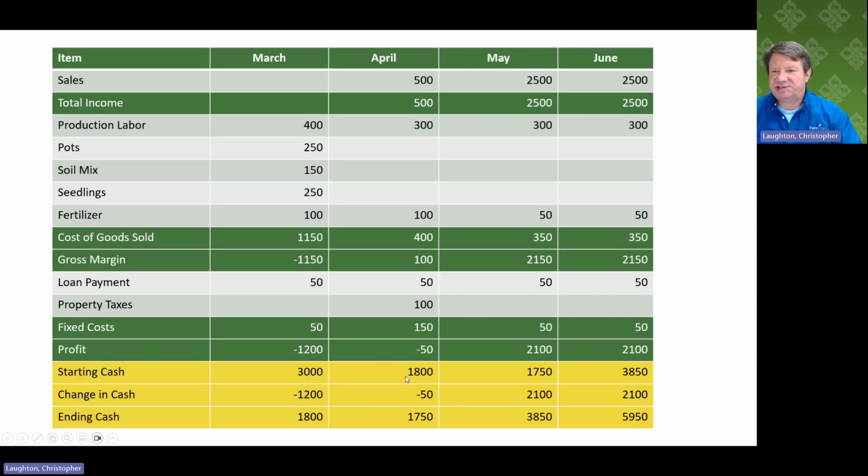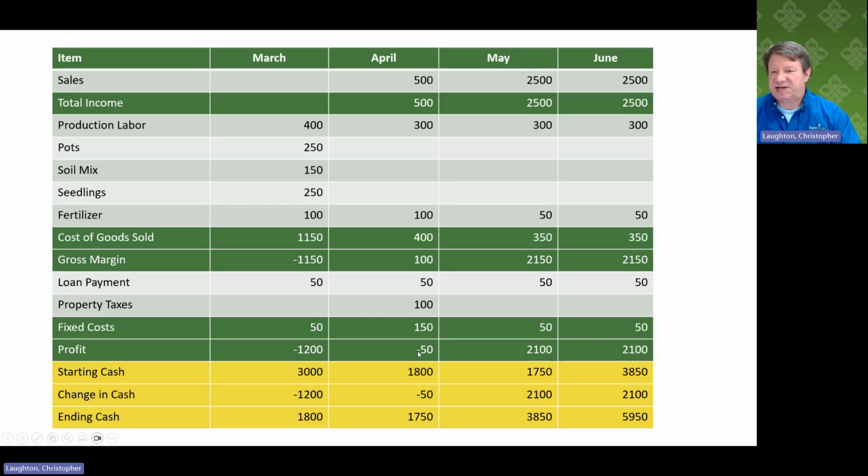Then we fast forward to the next month. In this case, we have some revenue starting to come in. He's starting to sell some plants in April. But he still has some cost of goods sold. We have labor. We've got to water all these plants every day. We have fertilizer costs that go into it. And then we have a loan payment and property taxes are due for the first quarter. So in this case, we still have a negative cash flow for the month.